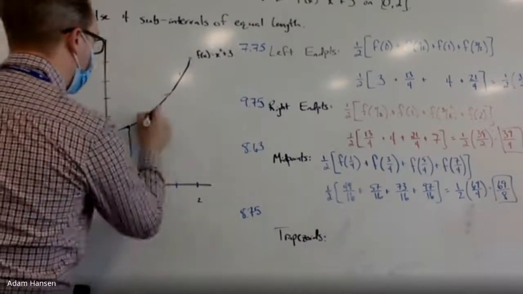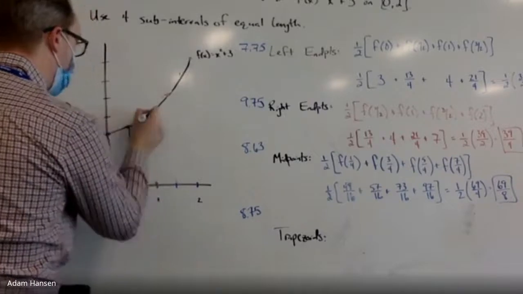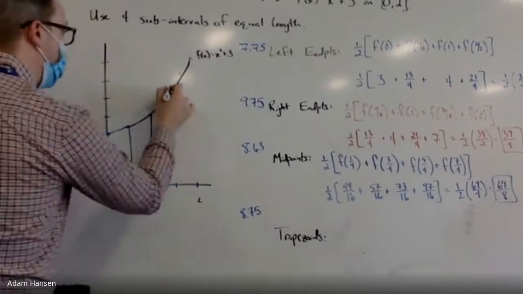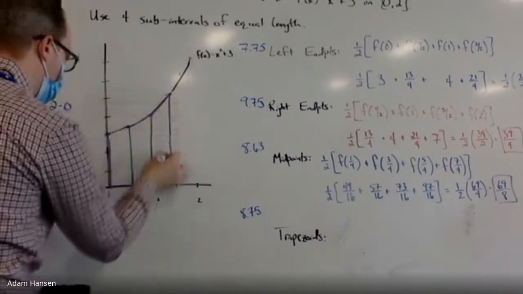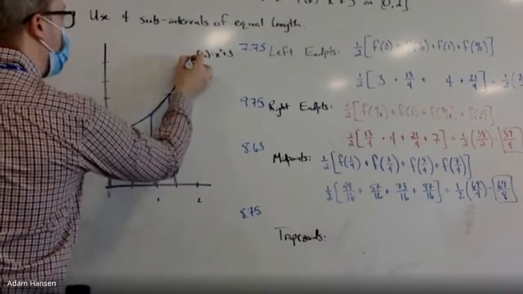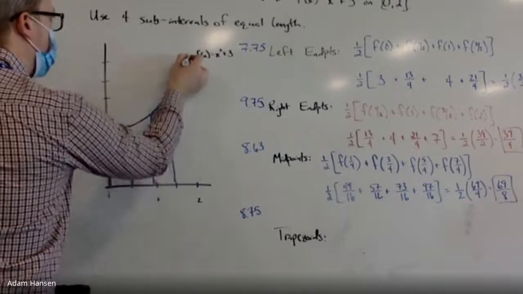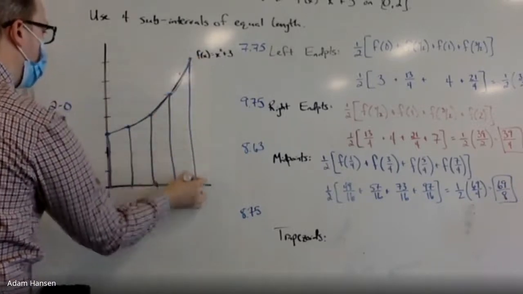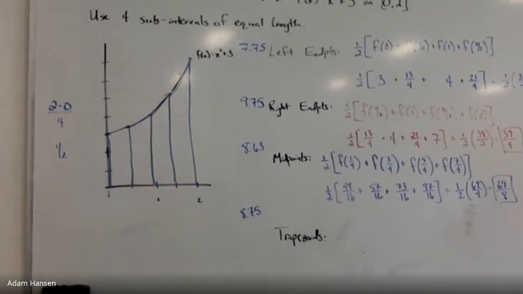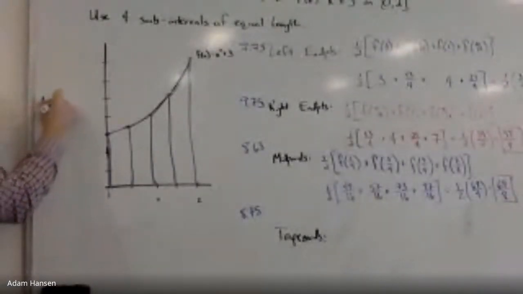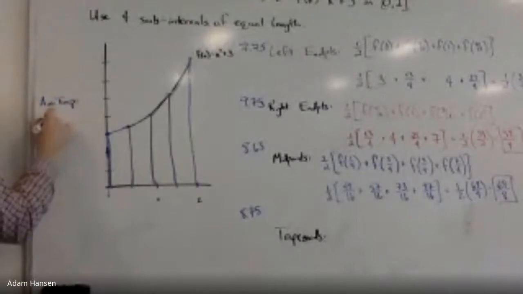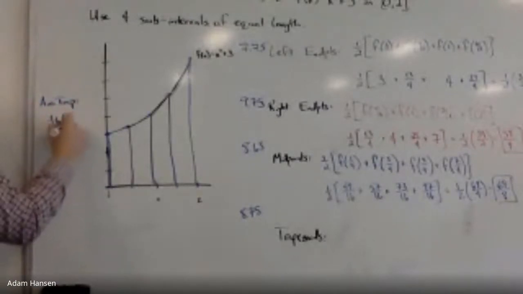First trapezoid. Second trapezoid. Third trapezoid. Fourth trapezoid. Trapezoid area is what? How do you find the area of a general trapezoid? 1/2 height times base 1 plus base 2, yeah. Right.